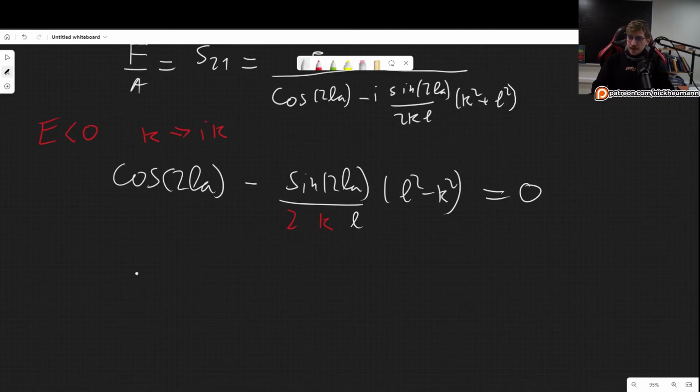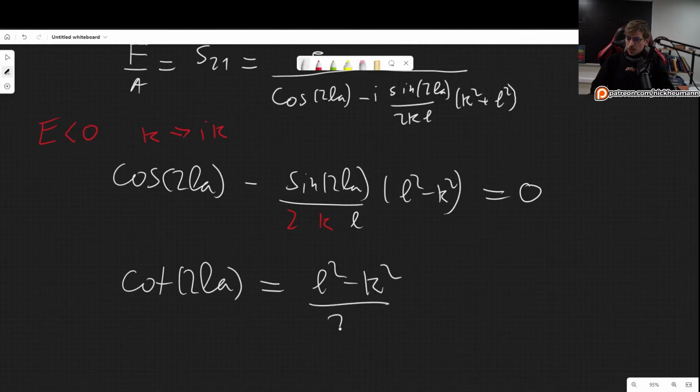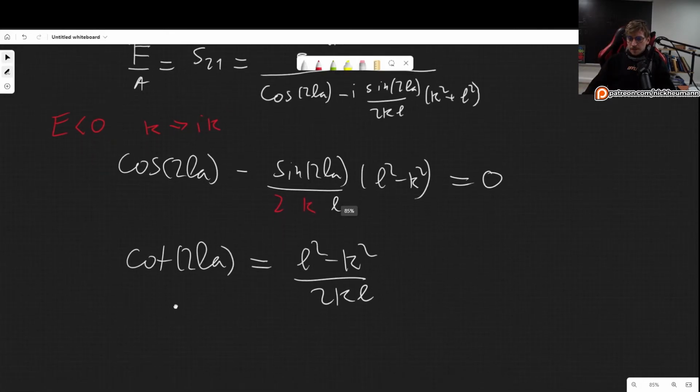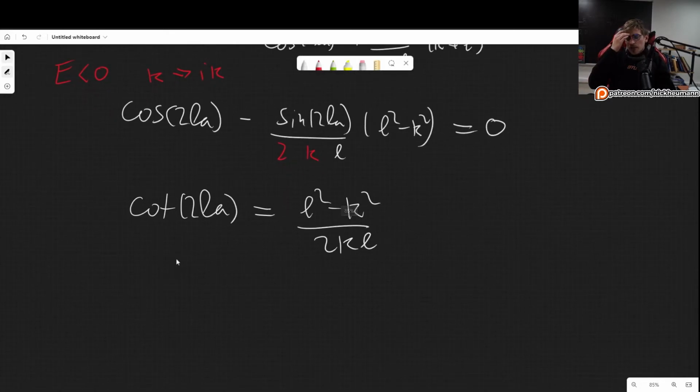So we can divide by sine, so we get cotangent of 2la equal to l squared minus k squared over 2kl. And this is already a condition for the energies, but it's not really an explicit formula. It's got the cotangent, so it's a bit hard to work with. We would like to simplify it.